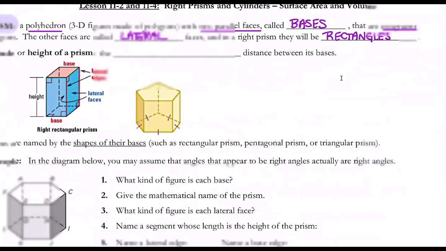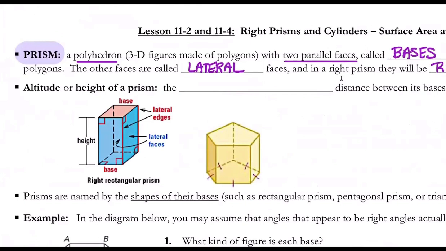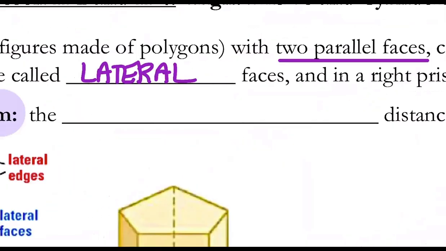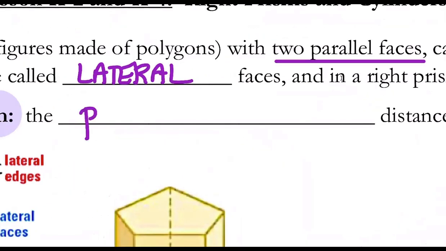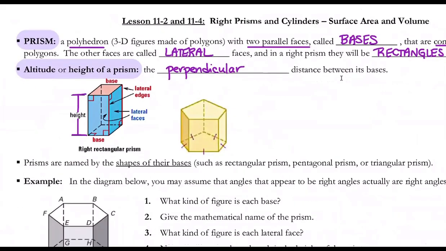Okay, so you see that we have an example of a right rectangular prism here. The altitude or height of the prism is how tall it is. The altitude or height has to be the perpendicular distance between the bases. So on this one, it would be this distance right here between the top base and the bottom base. That's the perpendicular distance between the bases. And you've heard the term altitude before, which is the same thing as saying height.